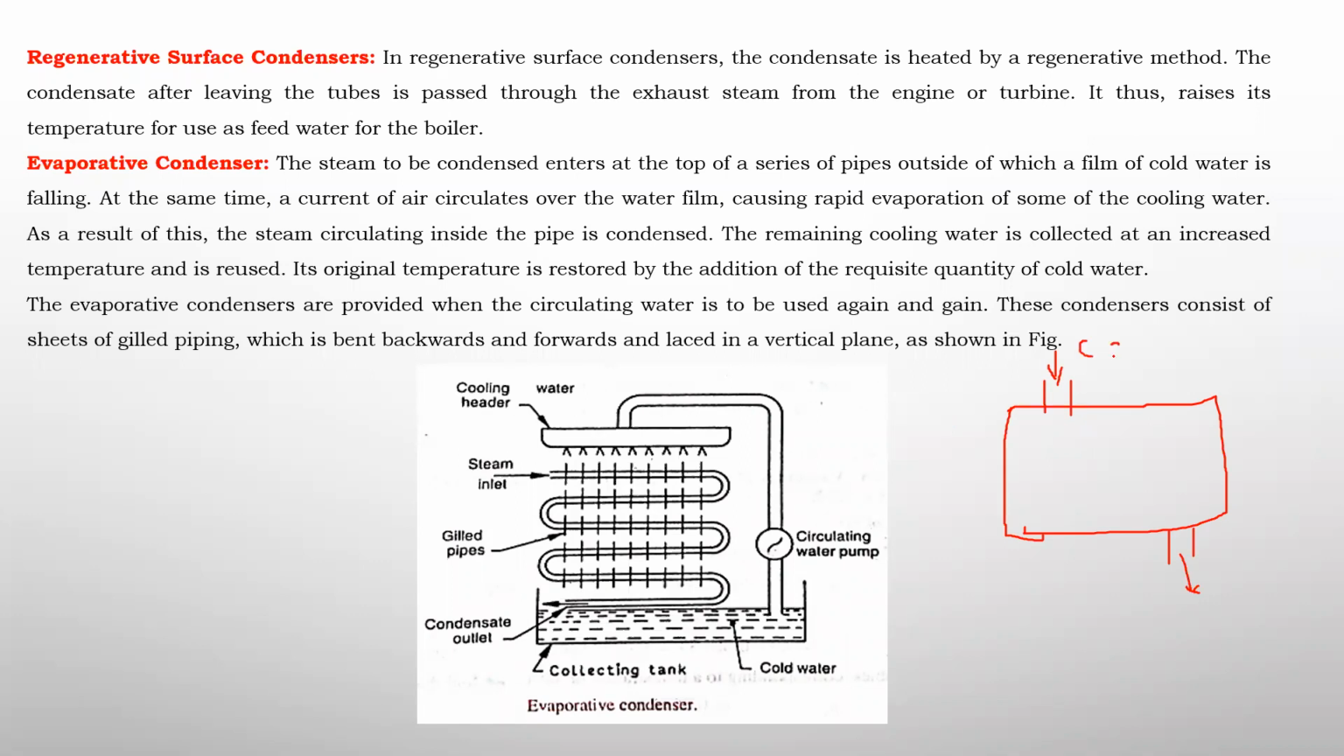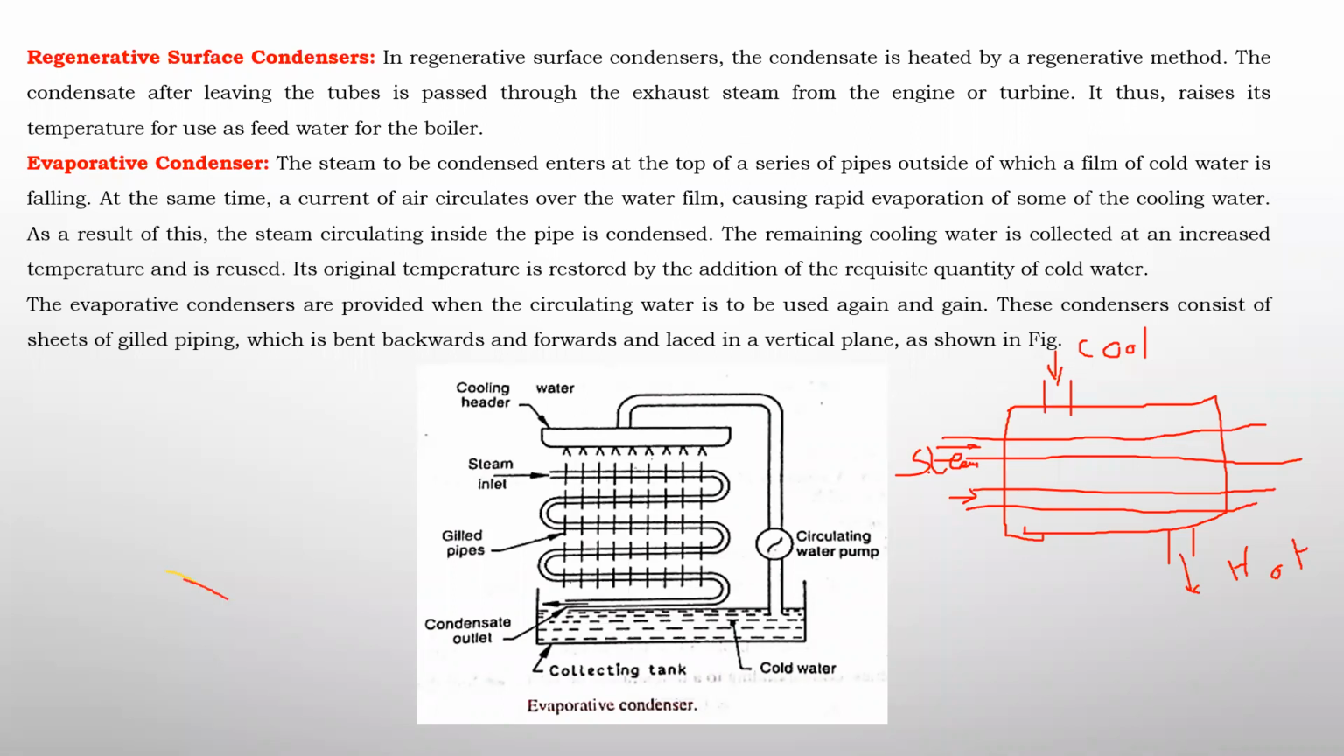Let us consider this is the cool water, and this is the hot water, and inside there is a pipes arrangement. Like this arrangement, pipes will be there. This is nothing but a regenerator, normally a heat exchanger, right? Inside these pipes a steam will be circulated, wet steam, or it may be hot water. Steam will be circulated inside the pipes, and outside of the pipe a cool water will be circulated.